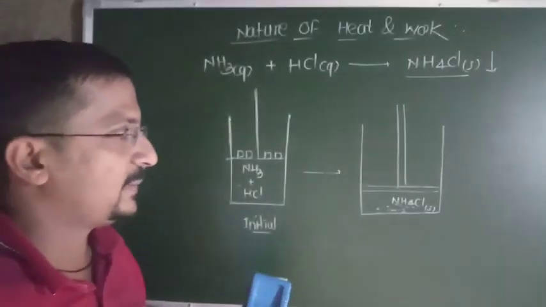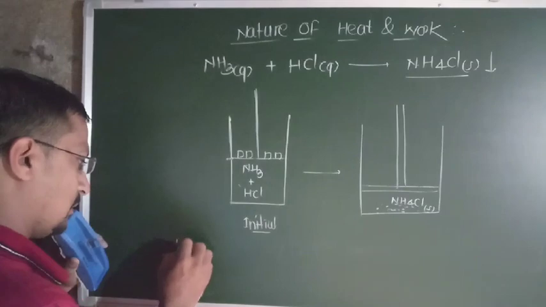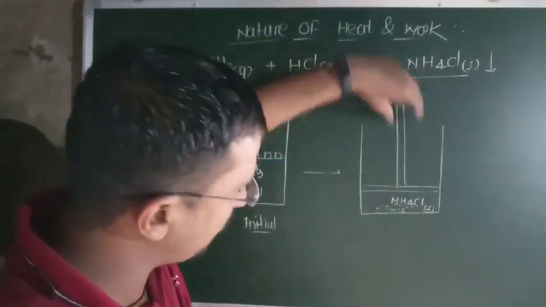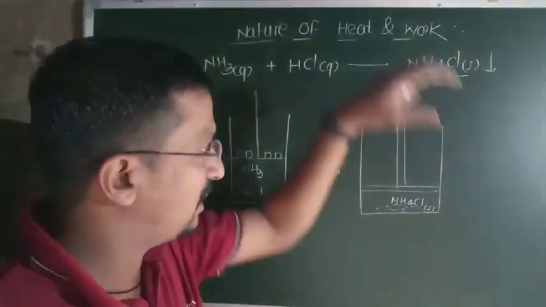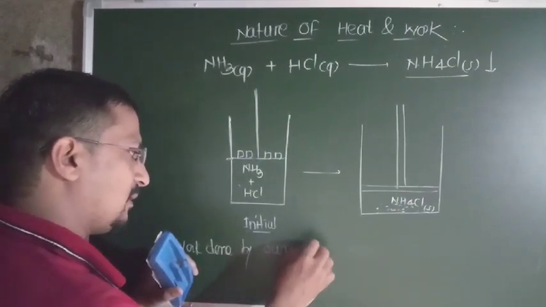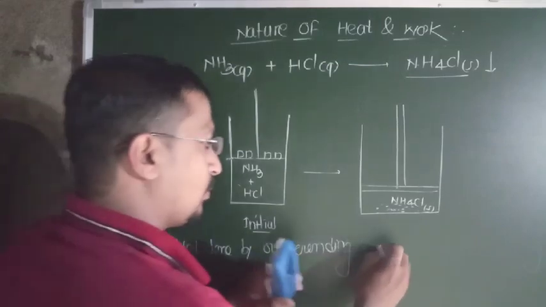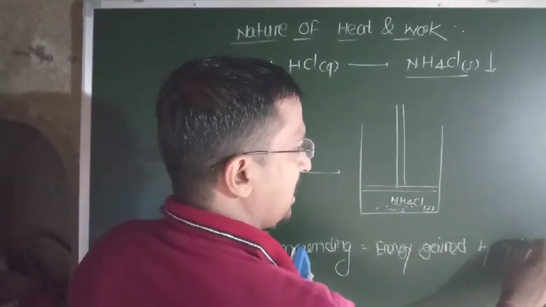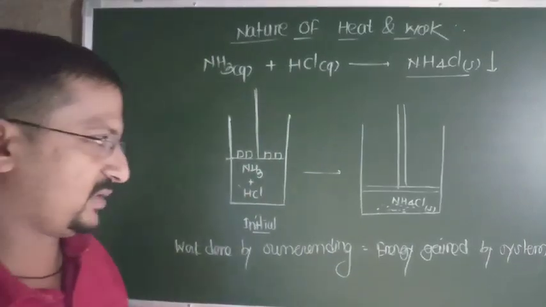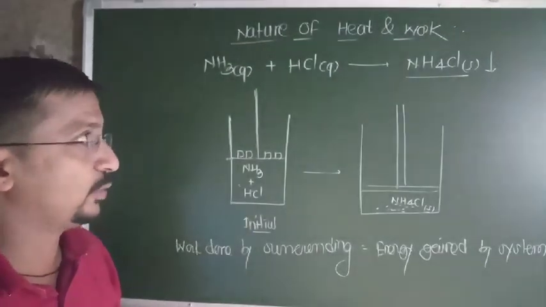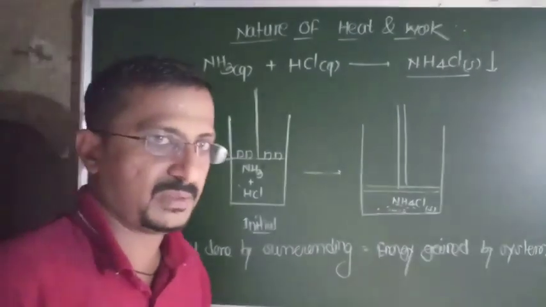So here the work is done by the surrounding, because the gases are consumed to form NH4Cl, so the piston moves in downward direction within that system. Therefore work done by the surrounding is exactly equal to energy gained by the system. Due to that downward movement of the piston, energy is gained by the system. So there are two cases where the piston moves upward and downward.